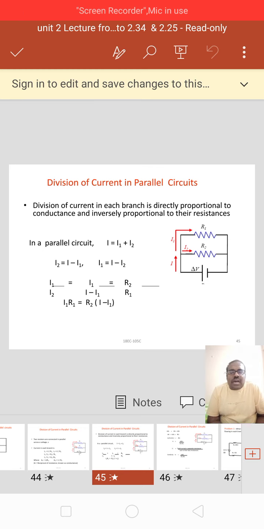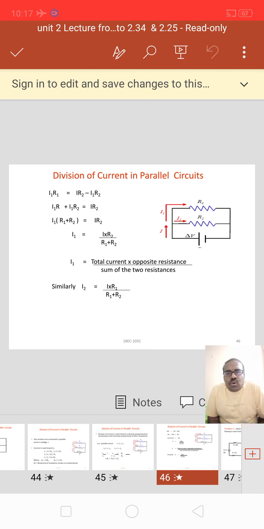In the parallel circuit, I equal to I1 plus I2. So we are arranging the terms with respect to our requirement. So I2 equal to I minus I1, that equal to I1 by I2 equal to I1 by I minus I1. We are taking in place of I2, I1 by I minus I1, that equal to R2 by R1. We are shuffling the LHS and RHS, so we get I1 R1 equal to R2 into I minus I1.